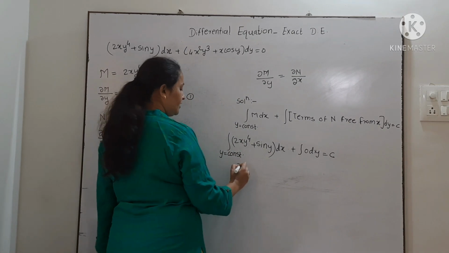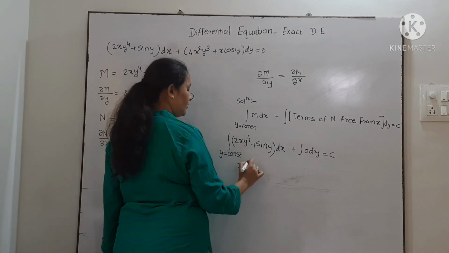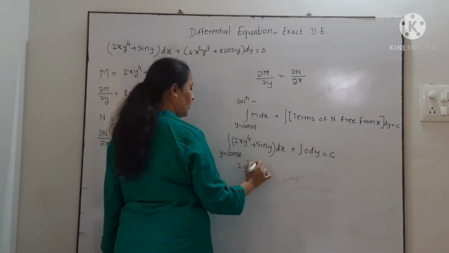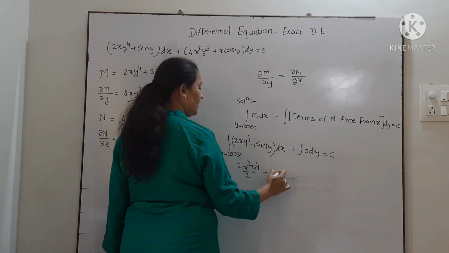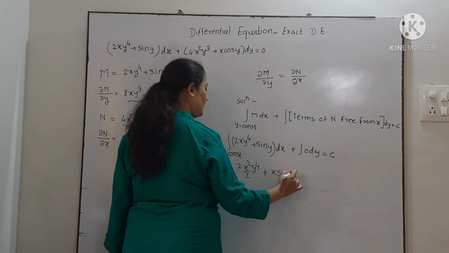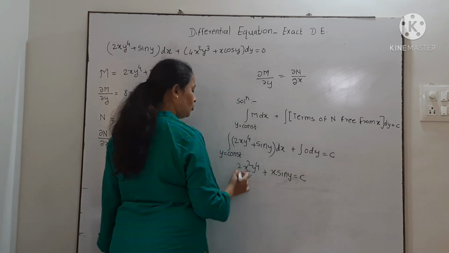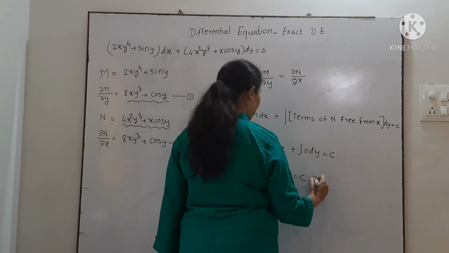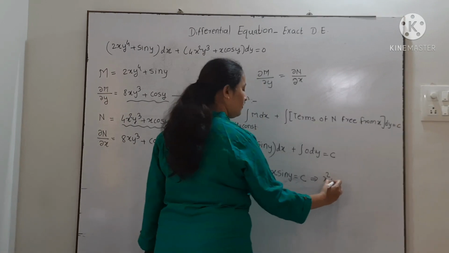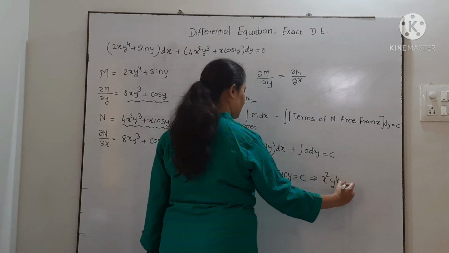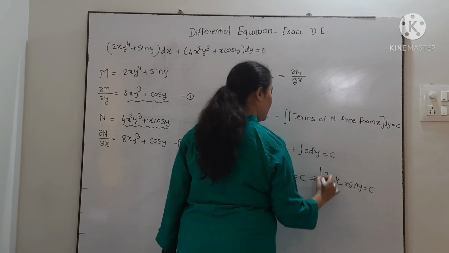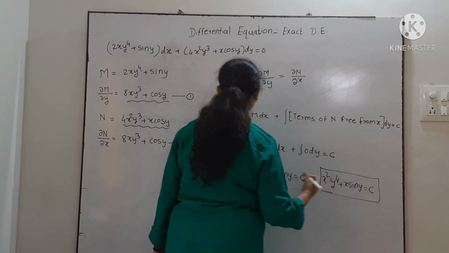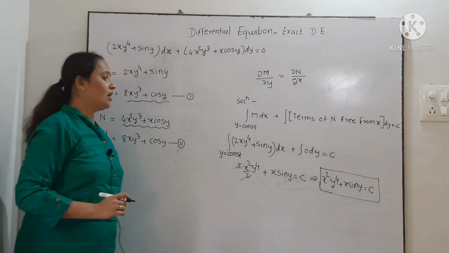If I integrate this, 2 times the integral of x is x square upon 2, y raised to 4 as it is. Sin y is constant but the integral of dx is x. So it is x sin y equal to c. The 2 will get cancelled. You will get the solution x square y raised to 4 plus x sin y equal to c. And this is the solution of this given differential equation.